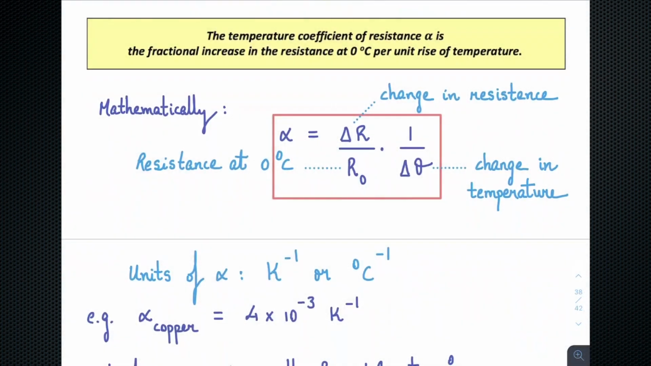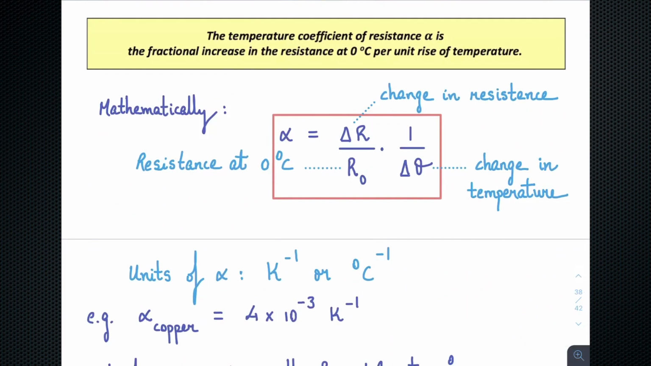The units of alpha, the temperature coefficient of resistance, from here we can see that it is simply per Kelvin or per degree centigrade. Since ohms cancel with ohms, we are left with units of temperature in the denominator. It doesn't matter whether it is in kelvins or in degree centigrade, because here we are talking about a change in temperature. And the change in temperature of 1 Kelvin is equivalent to a change in temperature of 1 degree centigrade.